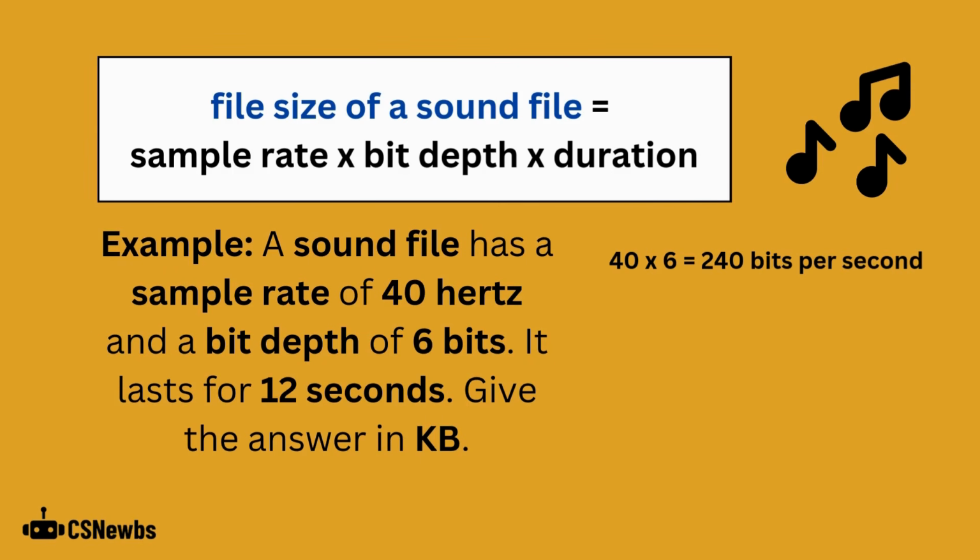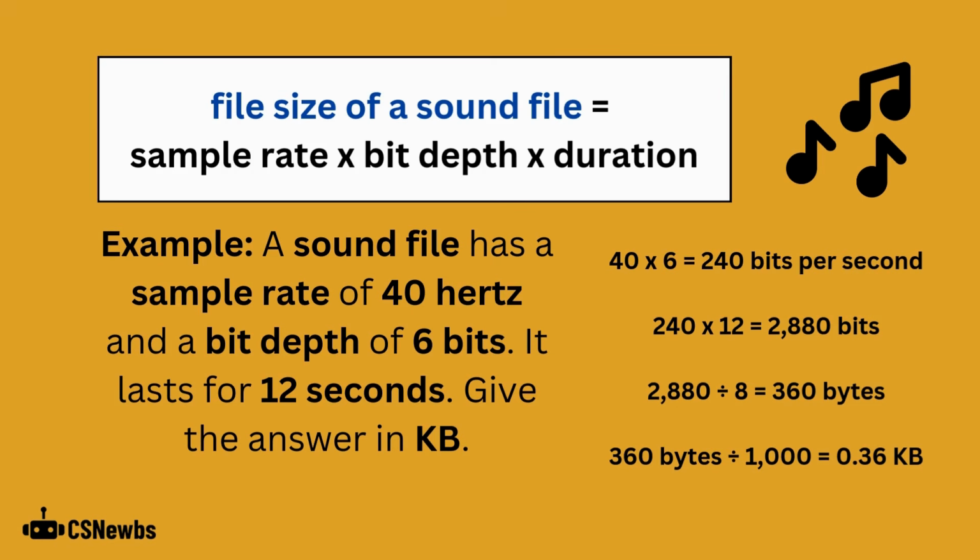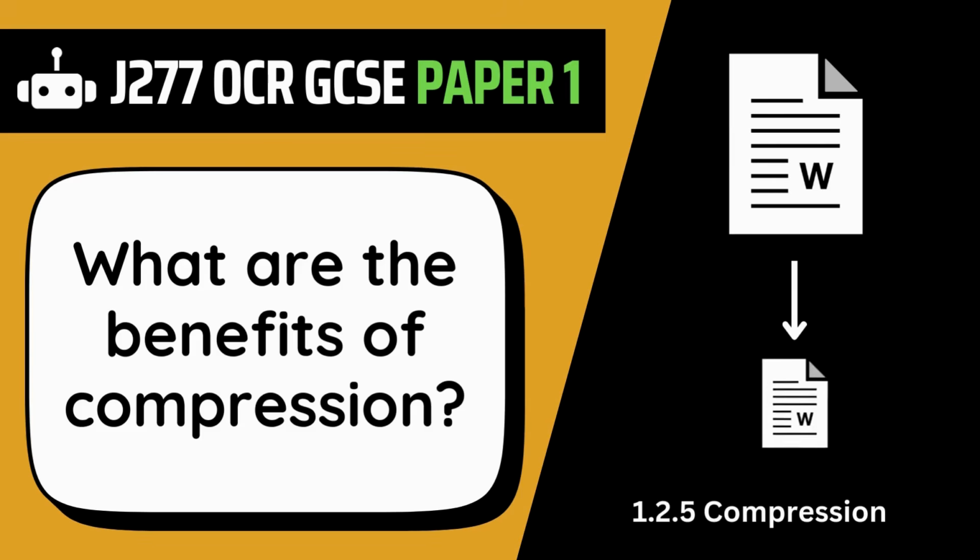40 multiplied by 6 gives 240 bits per second. Multiplying 240 by the 12 seconds gives 2880 for the whole sound file in bits. To convert from bits to bytes, you divide by 8. 2880 divided by 8 gives 360 bytes. To convert from bytes to kilobytes, it's a division of 1000. 360 bytes divided by 1000 gives a final answer of 0.36 kilobytes.